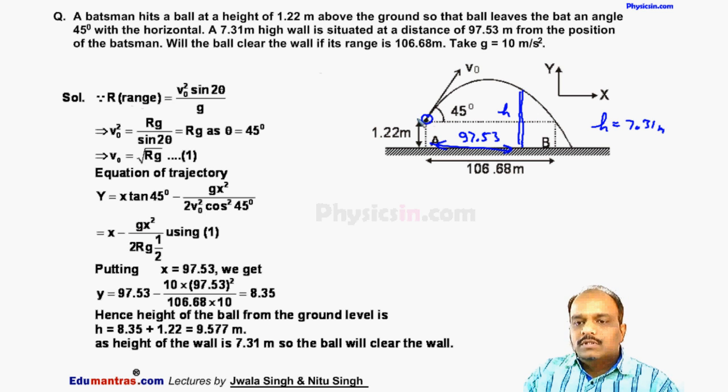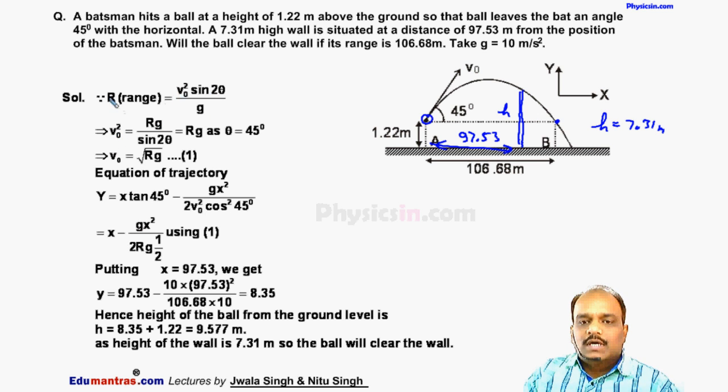So range, this distance is range. When the particle is projected from here, when it is at the same height from the ground as it was projected, this distance is called range, and this range is 106.68. So we can say R is equal to V naught square sine 2 theta by g. Angle of projection is 45 degrees, so I will substitute 45 degrees here. Then I get V naught square.